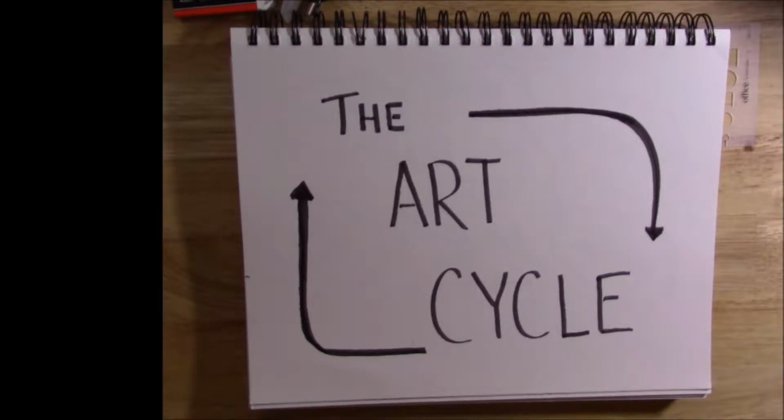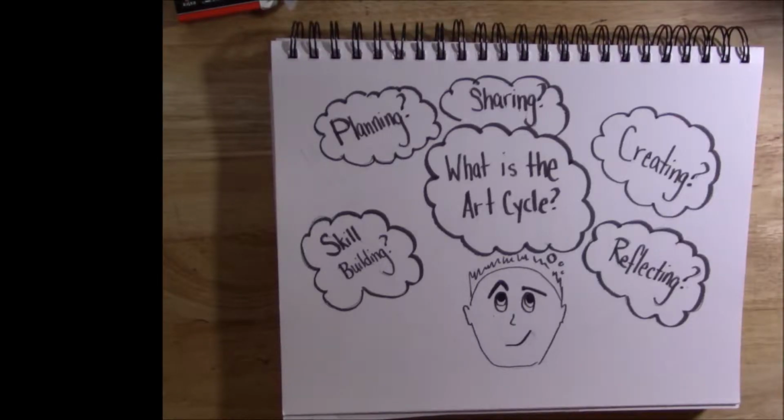Today, we are going to talk about the art cycle. These are some of the parts of the art cycle. Let's take a minute and talk about what each one means and what you think happens at each step.